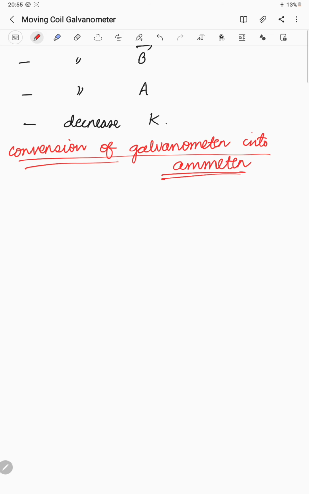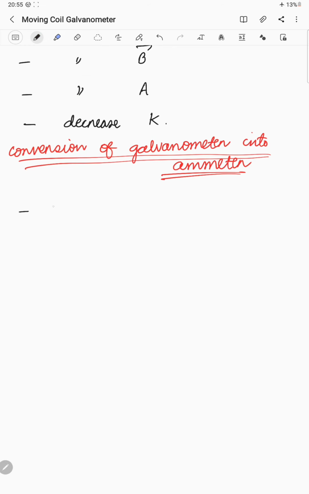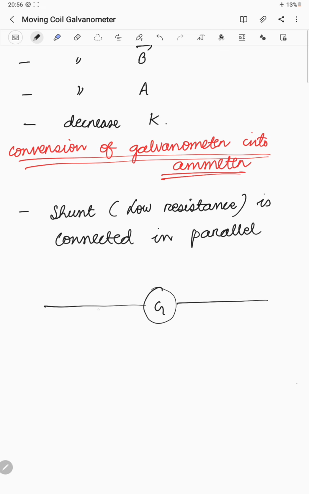In order to convert this, what all things are required? First, we require a shunt, which is basically a low resistance. This shunt, or the low resistance, is connected in parallel. Now, parallel to whom? I'll show you using a circuit. Suppose we have a galvanometer here. To this galvanometer, you connect a low resistance, that is the shunt, parallelly. So this is how you connect it. So this is my shunt.